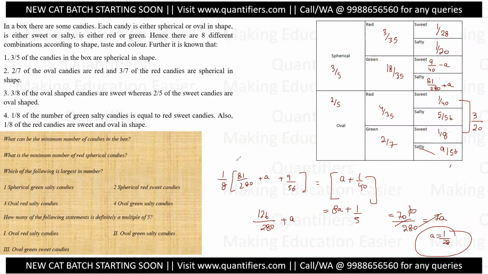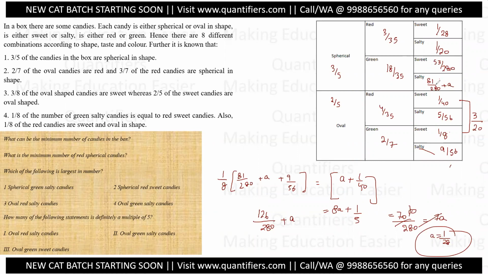All right, 9 by 40 minus 1 by 28 again. Yes, 140, 280, 763 minus this, so it would be 3 by 280. Okay, if you are solving it right now, please keep on checking my calculations.